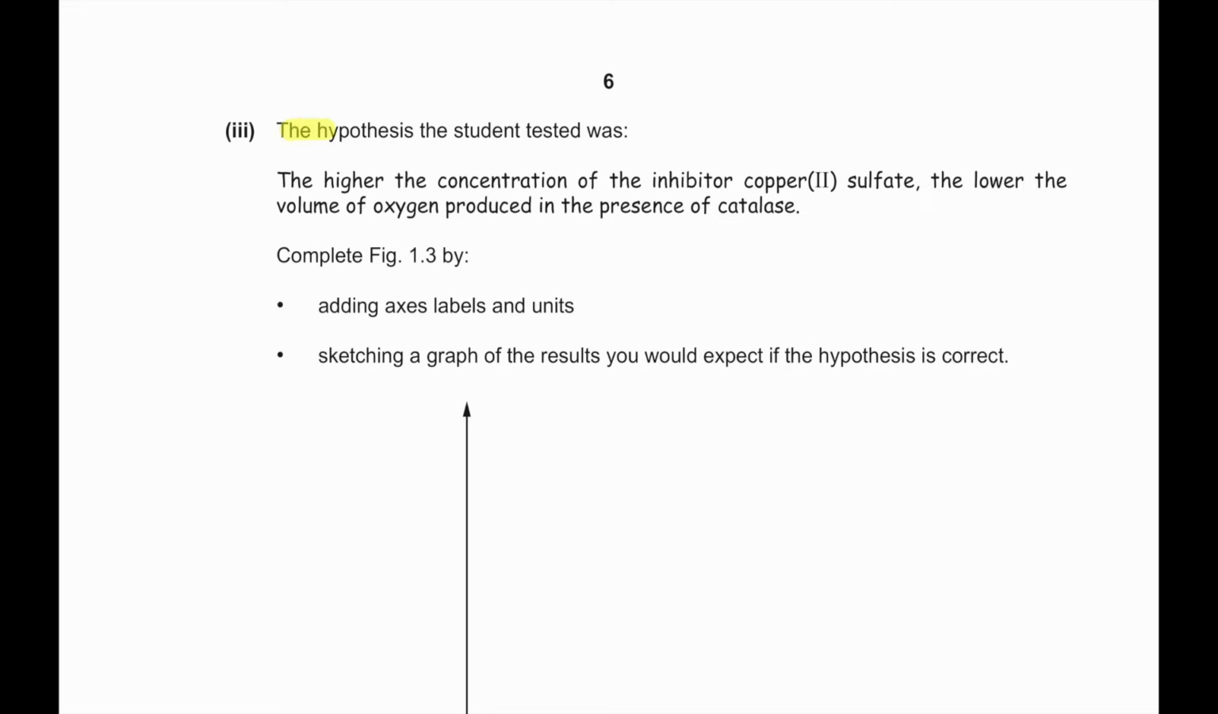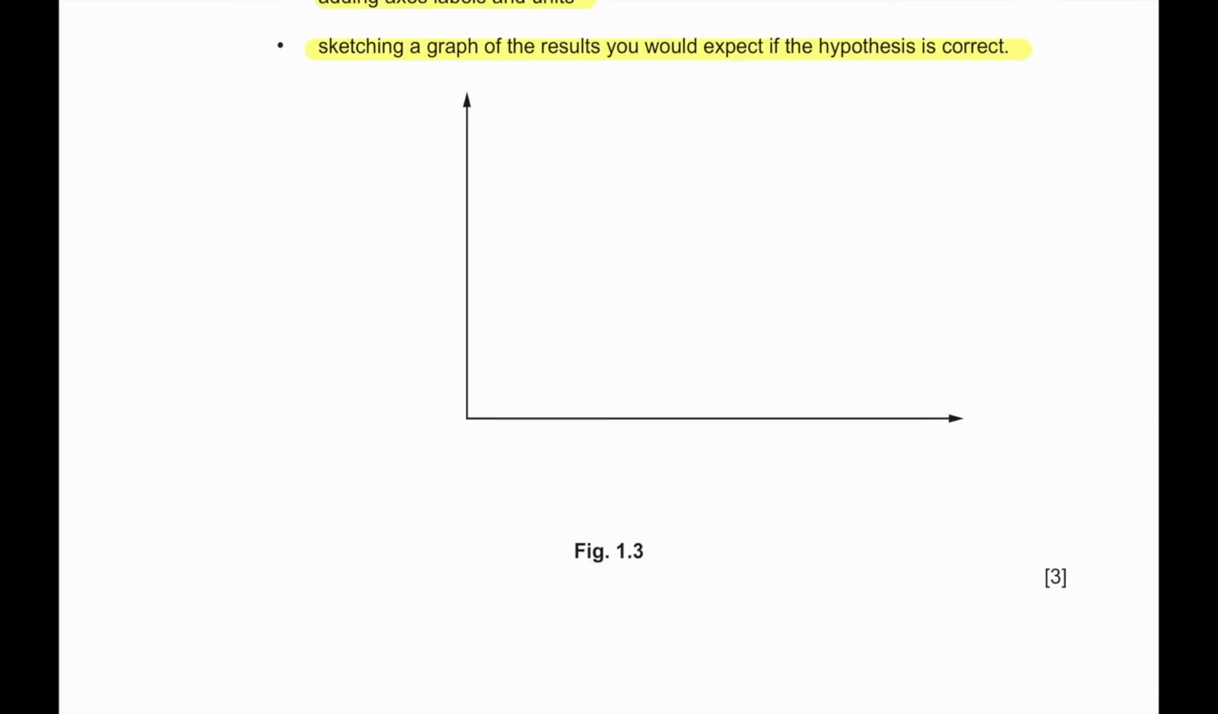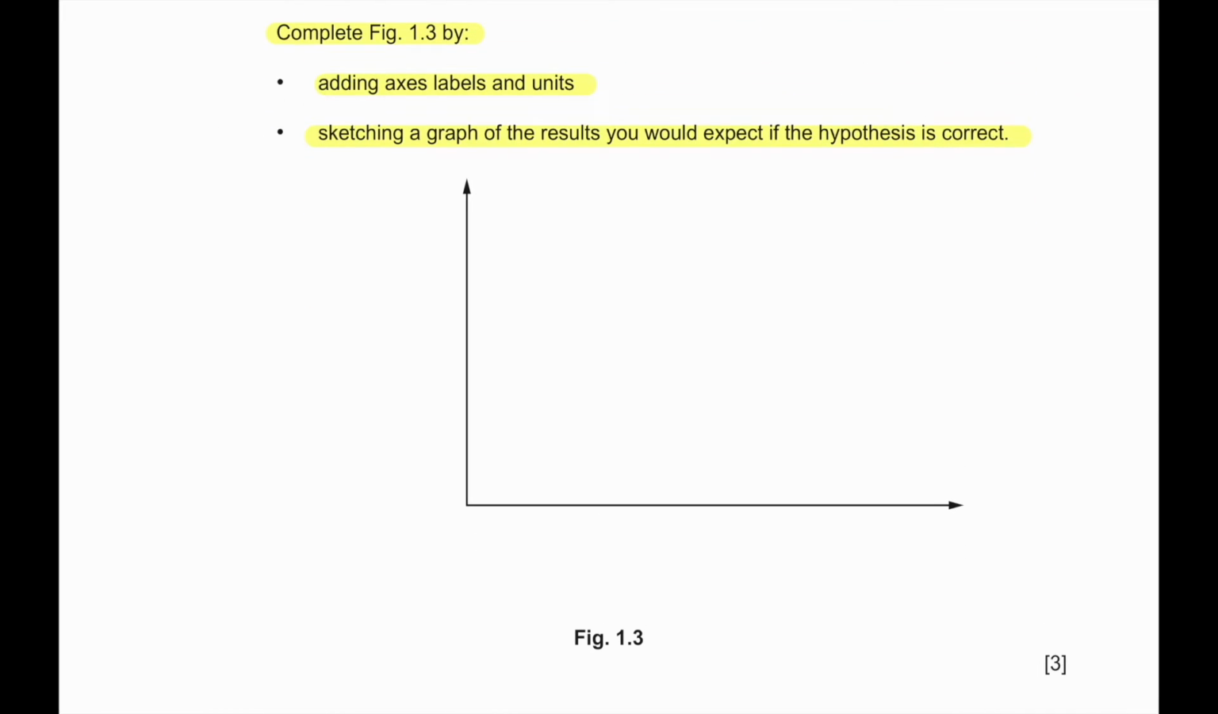Part 3. The hypothesis the student tested was the higher the concentration of the inhibitor copper 2 sulfate, the lower the volume of oxygen produced in the presence of catalase. Complete figure 1.3 by adding axes labels and units, sketching a graph of the result you would expect if the hypothesis is correct. Well, if the hypothesis is correct, then we would get lower and lower volume of oxygen produced as the concentration of copper 2 sulfate increases.